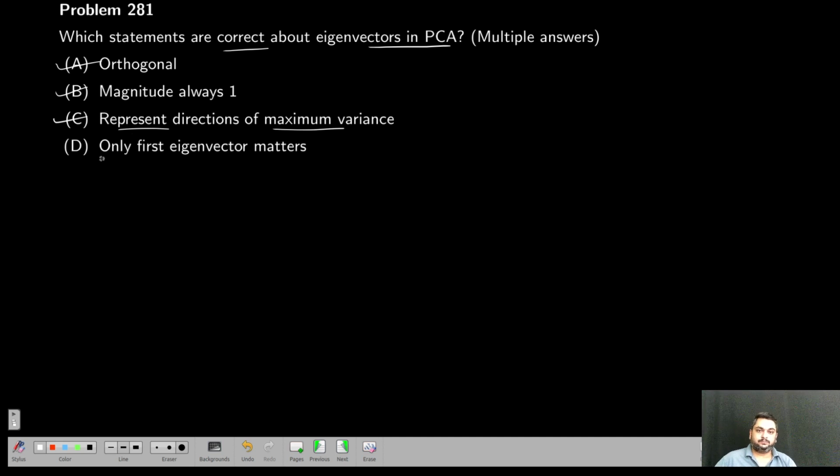Only the first eigenvector matters? It is not like that. If there are three eigenvectors v1, v2, v3, they produce some variance, lambda 1, lambda 2, lambda 3. How many top eigenvectors I have to select depends on our application and data set. So it need not depend only on the first eigenvector. It also matters, but this may also matter in our problem. It's not always true.